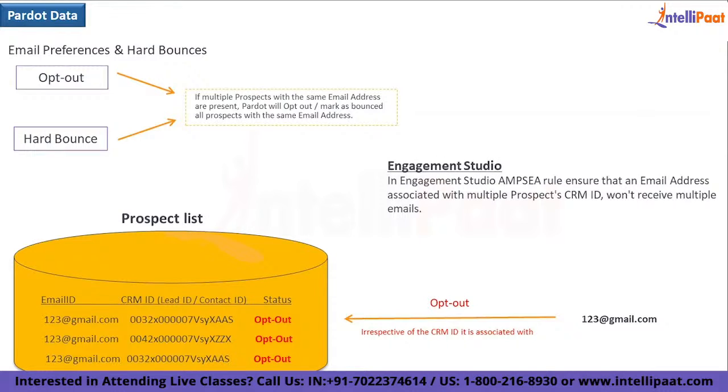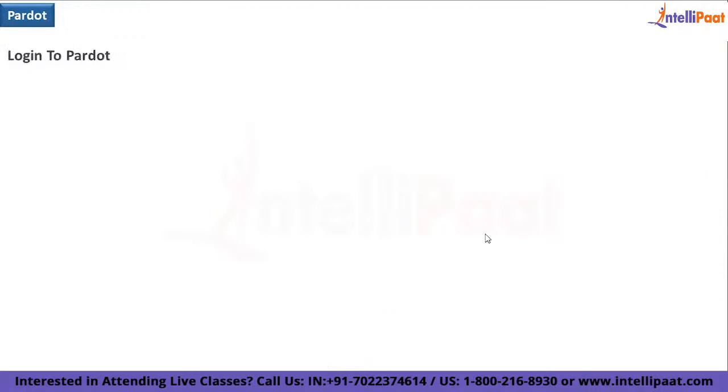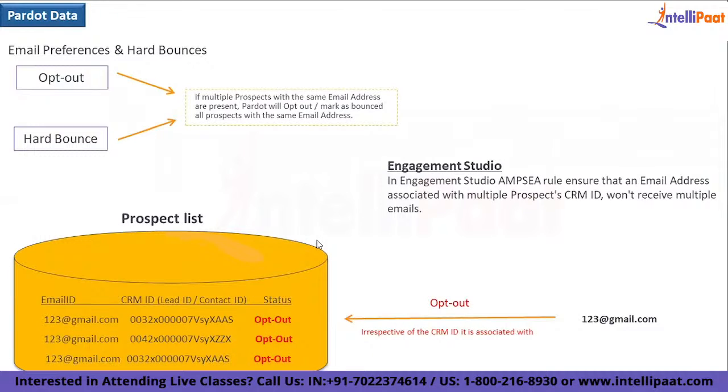So how can it be useful or an advantage in the engagement studio? Let us say there is a prospect list which contains these three records. If you are bringing this prospect list into an engagement studio, what happens when the email is triggered? Three copies of the email will be sent to this email address, right? So we can avoid that. So yes, that was all with respect to the data part of Pardot.